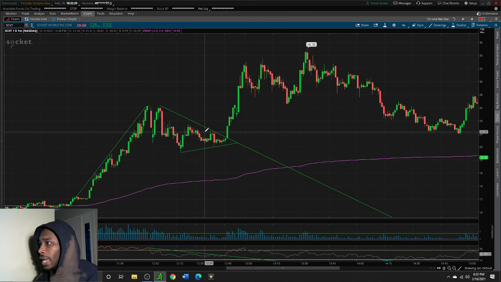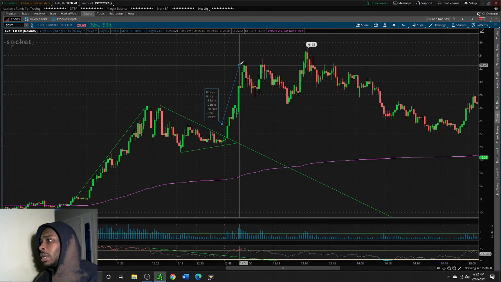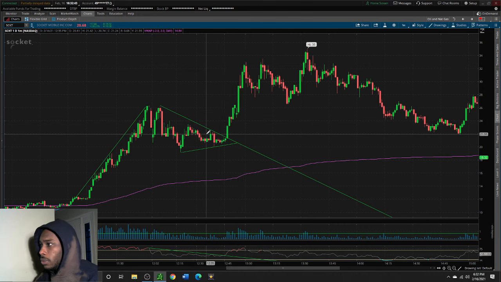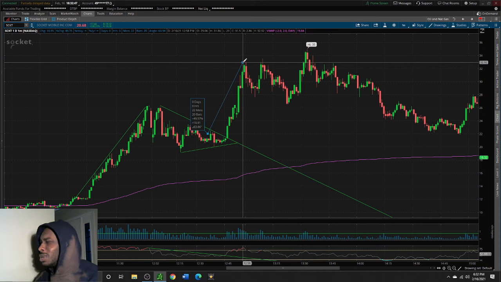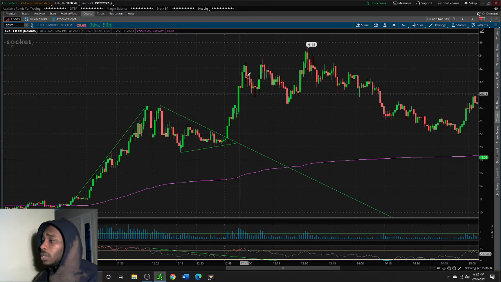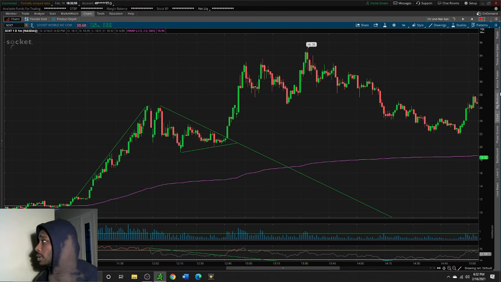You can always add later on, but a good setup would have been waiting for the breakout out of the flag, buying at maybe 22, adding at 22.50, and adding again at 23.50. You probably would have averaged out at about 22. Still a 45-50% move. So these are the patterns, mainly flag patterns, that are going to help you grow your account.